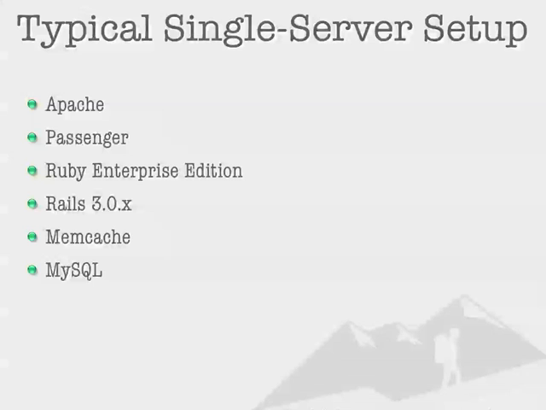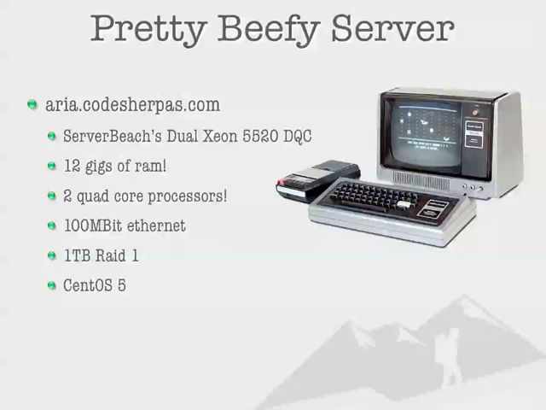The server that we're going to be looking at is a typical single server setup. It's got Apache and Passenger and Ruby Enterprise Edition, and the app we're doing is a Rails 3 app. Memcache and MySQL are also running on the same server, and that may come up as we're doing performance tuning, but I'm probably not going to dive too much into any tuning of those tools.